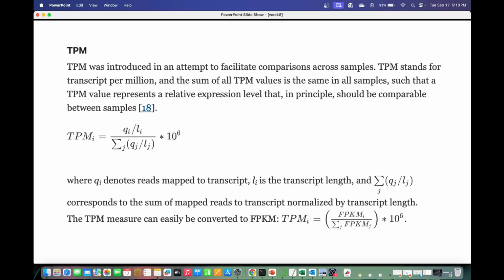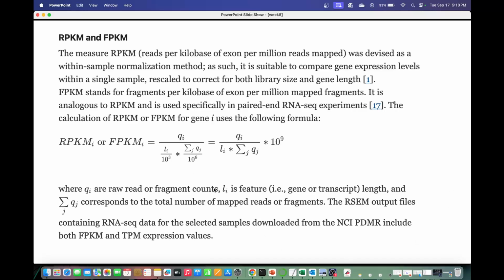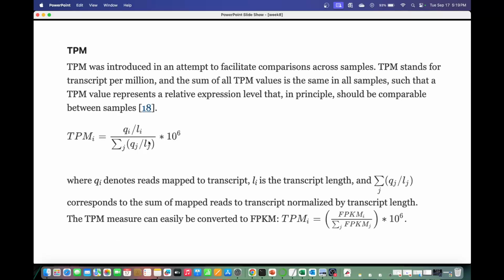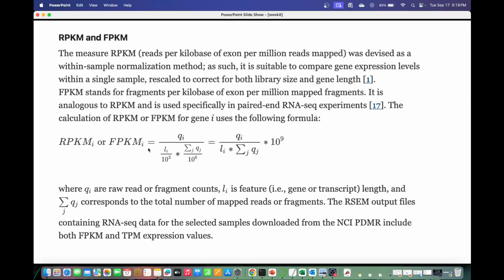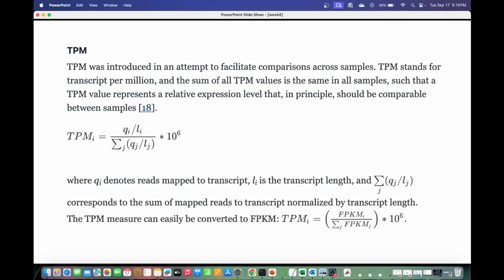But yeah, so with FPKM, you are considering the length of the gene or the length of the transcript here. Here also, you are considering the length of the transcript. It's just that you're measuring this in terms of kilobases and per million. Here it's not the same. You're not measuring by kilobases, so that's why instead of 10 to the power 9 you come to 10 to the power 6, because that 10 to the power 3 you are not using.